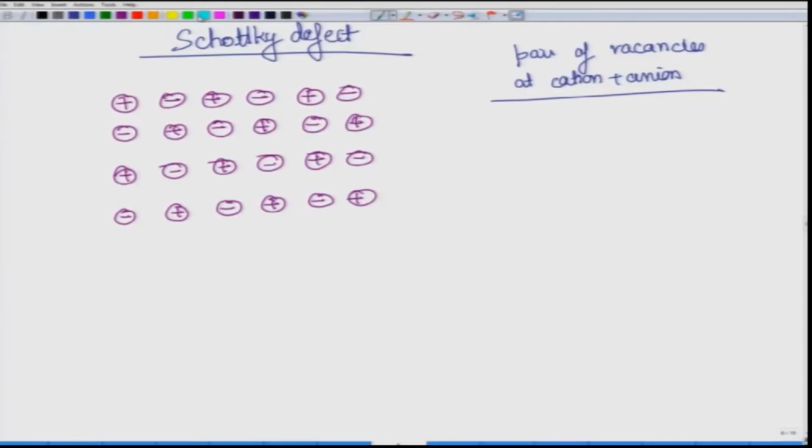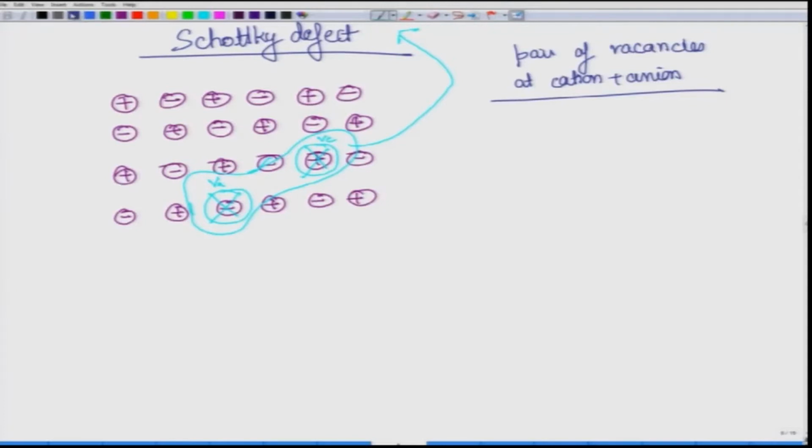Now, let us take away one atom from over here, one cation from somewhere over here. So, let us say I take away this cation and this becomes a vacancy. Now, let us take away an anion from somewhere and this becomes a vacancy. So, this is a vacancy at the anion site, this is a vacancy at the cation site. Now, this pair is termed a Schottky defect. So, you have to have a vacancy at the cation and a vacancy at the anion.